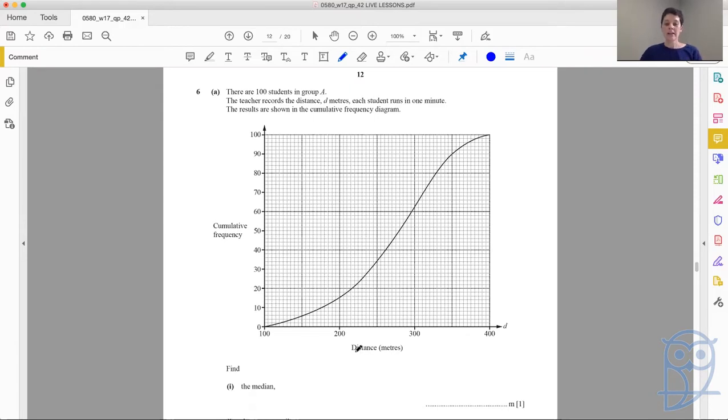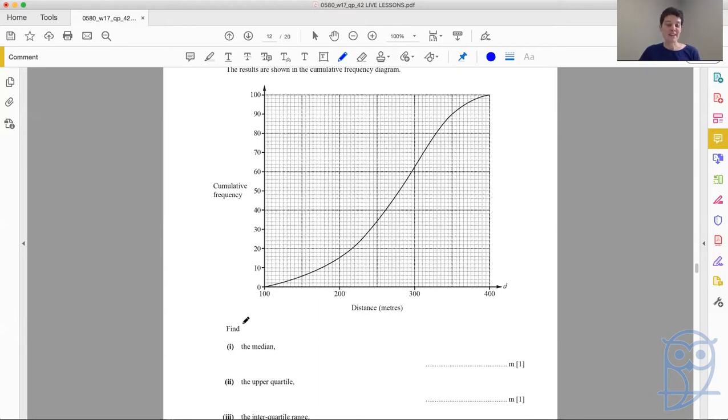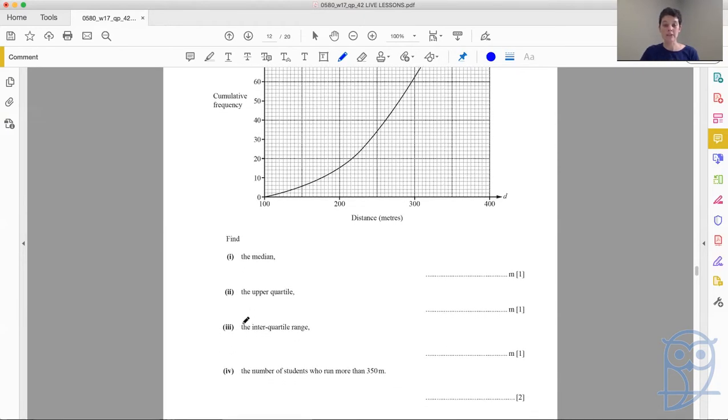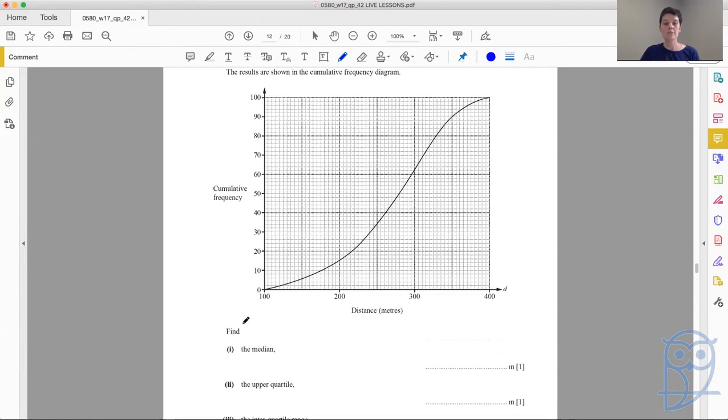So we have distance at the bottom going from 100 to 400, and we have cumulative frequency going up our vertical axis. In this case, we didn't have to plot it. It was given to us plotted already, so it's just a case of using this graph to get some answers. They ask us for various different things, first one being the median.